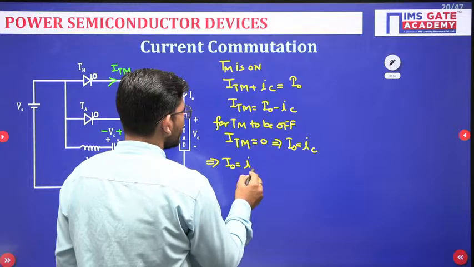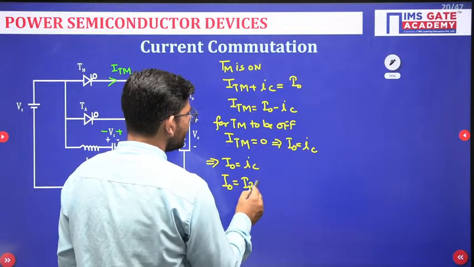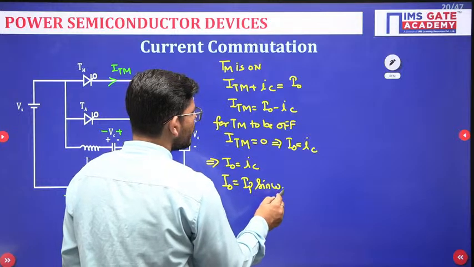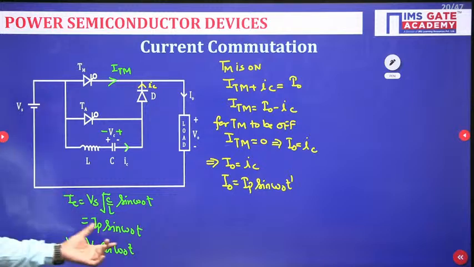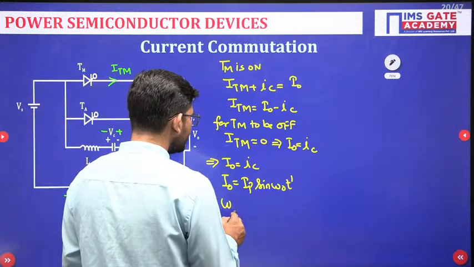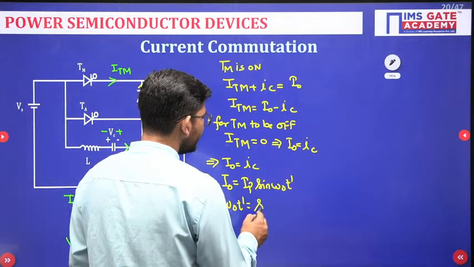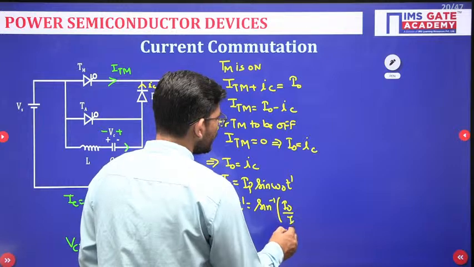Now I naught is I naught, but IC is IP sine omega naught t, and let us suppose the duration at which this is happening is T dash. I am writing it as T dash. So what is omega naught T dash? That will be sine inverse I naught over IP.